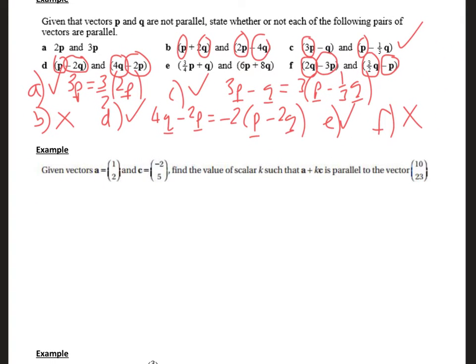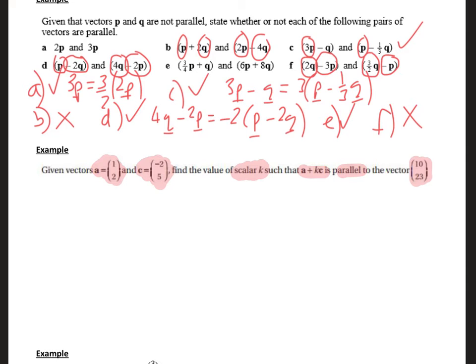Okay, got another example here. So I've got two vectors. A is (1, 2), and C is (-2, 5). And it says find the value of scalar k. So k is a scalar, so that just means it's a number, such that A plus kC is parallel to the vector (10, 23).